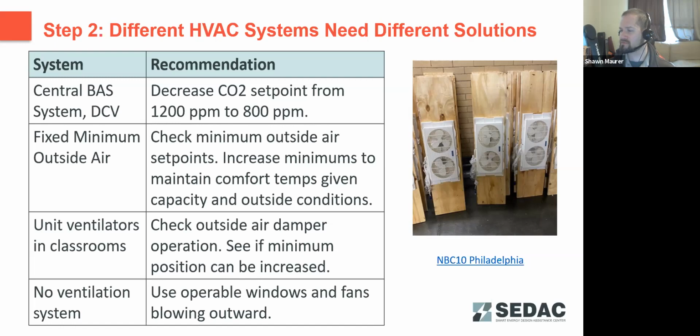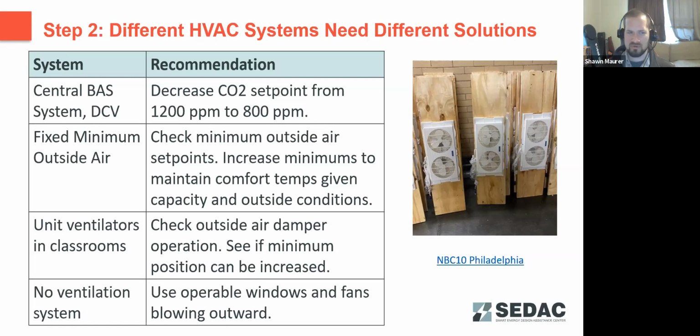But that 800 parts per million setting also prevents the system from being overwhelmed when we get into extreme temperatures, like back in the winter when it was very cold, or as we get into the summer when it's hot and humid. You get a good balance there where the system can still keep up and provide comfort conditions to the space, but you're increasing how much fresh air you're supplying to the students.